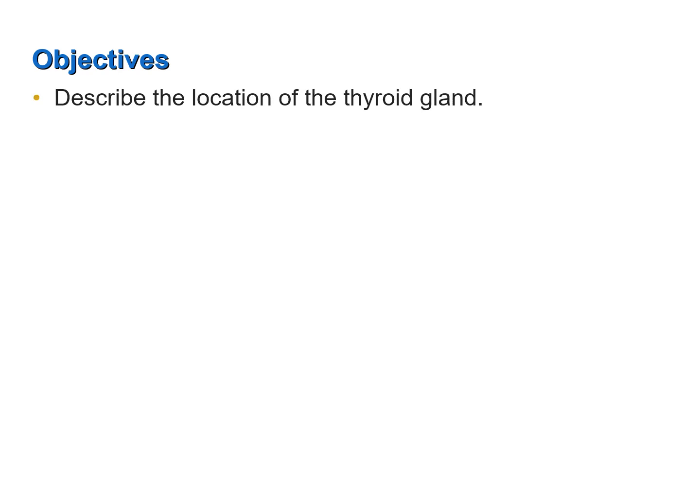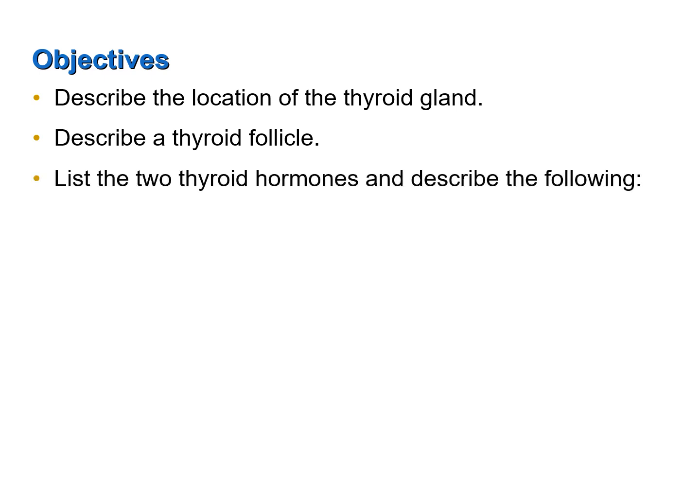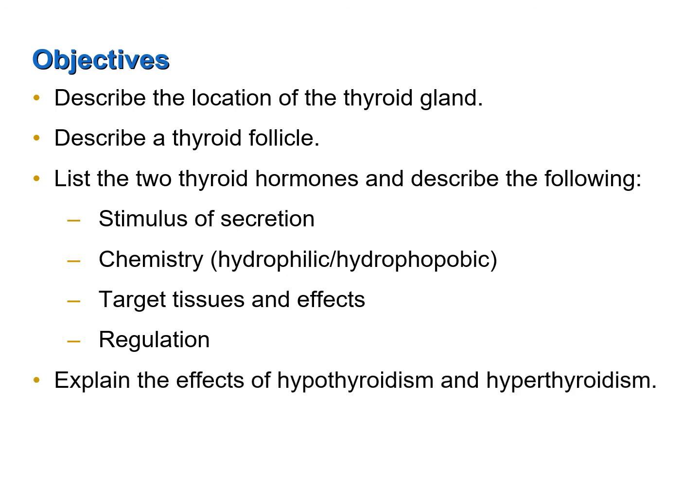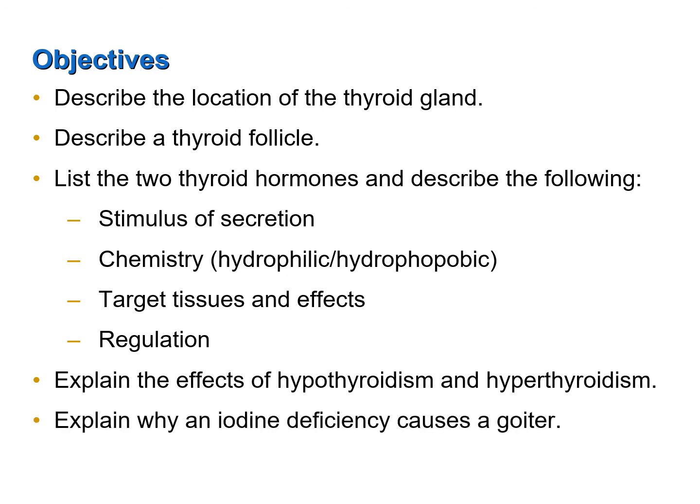Now let's review the objectives of this screencast. Describe the location of the thyroid gland. Describe a thyroid follicle. List the two thyroid hormones and describe the following: stimulus of secretion, chemistry, target tissues and effects, and lastly, regulation. Explain the effects of hypothyroidism and hyperthyroidism. Explain why an iodine deficiency causes a goiter.